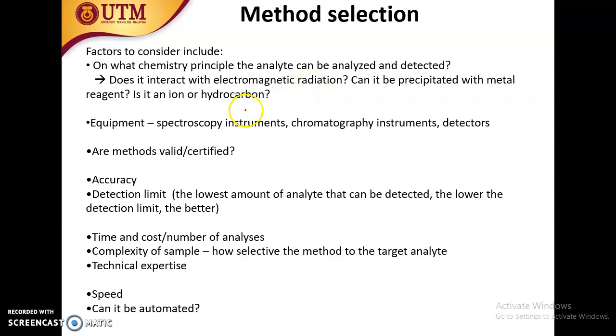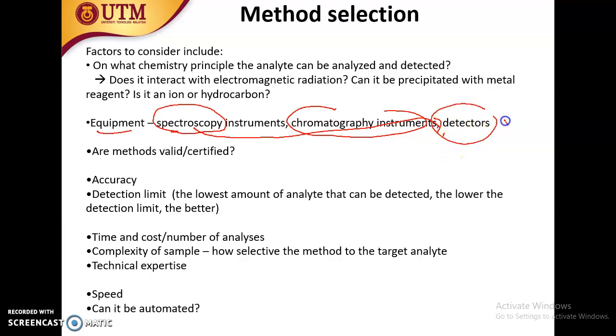Is the equipment available? For example, if it suggests spectroscopy, is spectroscopy available in my lab? That's the first thing. If it's not available, then you have to find another method, or you send it to another lab. I only have a chromatography instrument. Can I detect mercury? Yes, you can, but it's not straightforward. You will learn about this a lot in forensic instrumentation. And if I have spectroscopy, do I have the detector that the AOAC suggests? If you have, yes, proceed.